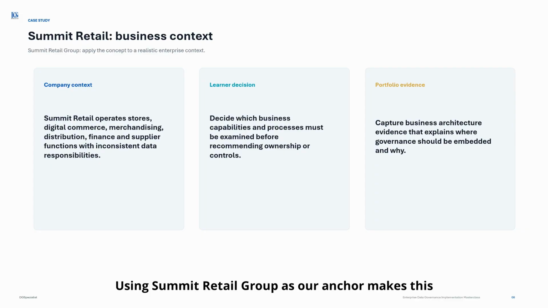Using Summit Retail Group as our anchor makes this incredibly real. Governance has to touch the customer journeys, the product lifecycle decisions, merchandising, supplier management, store operations, distribution networks, finance reporting, and digital commerce. If your governance recommendation isn't tightly woven into one of those business realities, it is too abstract for Phase B. Summit Retail Group is intentionally designed to be complex enough to feel entirely realistic to what you will face in the field.